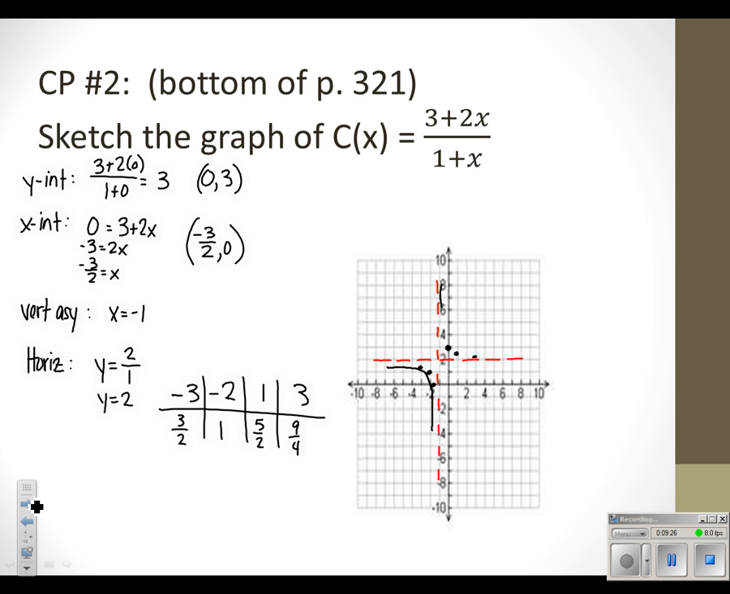So it looks like that curve up there, again, can't cross those asymptote lines. We know it's going to have to bend and come around there.